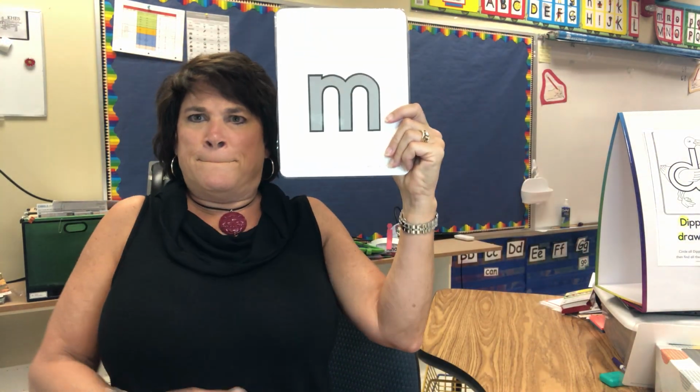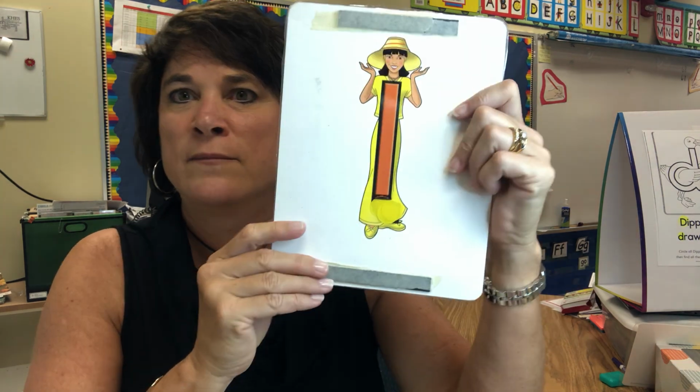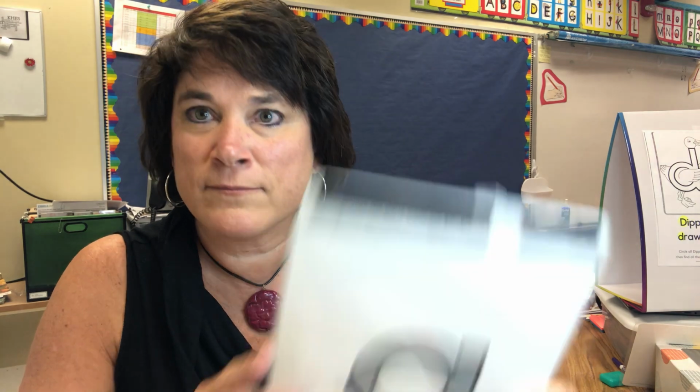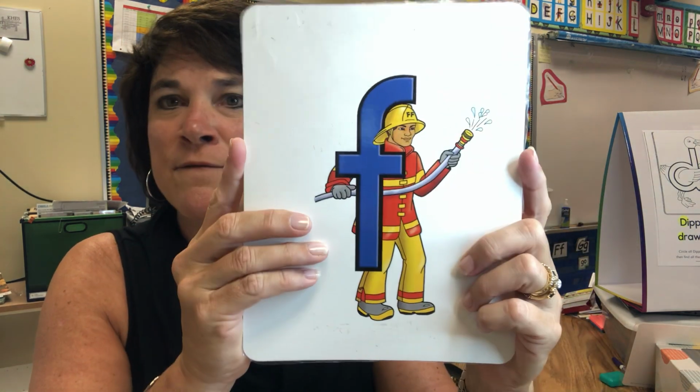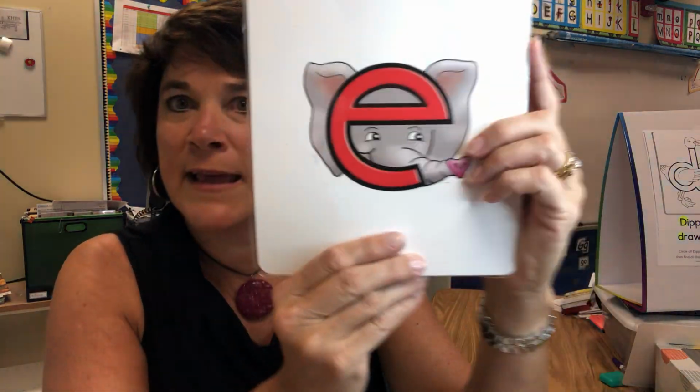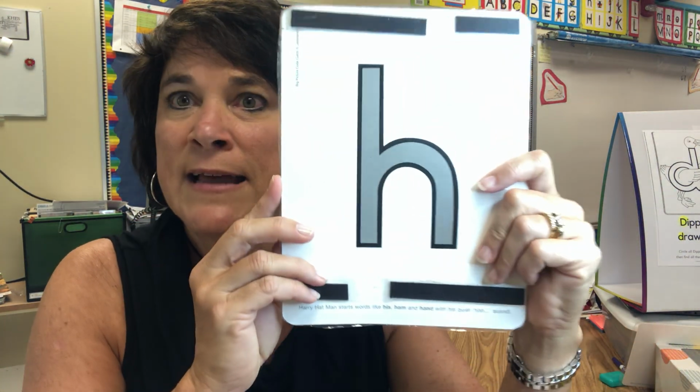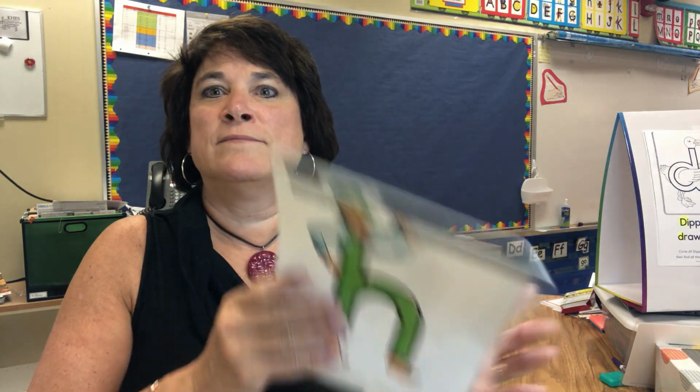M, munching Mike. L, Lucy Lamplight. G, golden girl. F, firefighter Fred. E, Eddie Elephant. And H, Harry Hatman. Great job, friends.